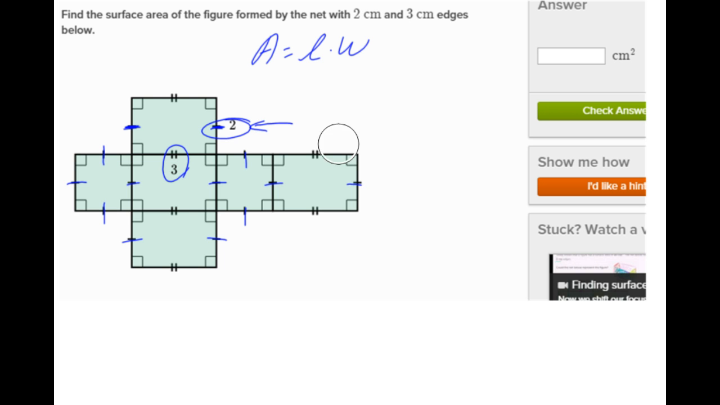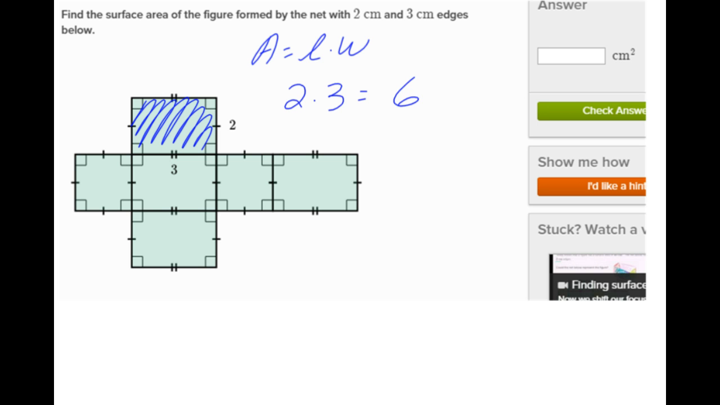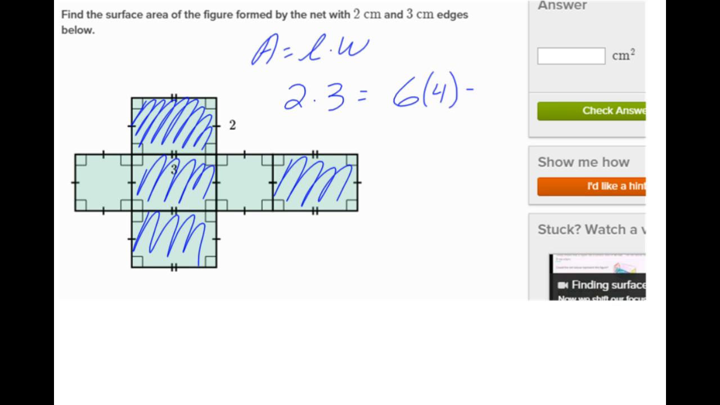All right. So let's take a look here, clean up all that. To figure out the area of this rectangle, we're going to go 2 times 3, and that is 6. The one thing we have to be careful of is how many of those we have. Well, this one would be another one, that's 2. There's another one, that's 3. There's another one, that's 4. So I could actually take this times 4 and get 24. So those 4 rectangles would have a total surface area of 24.